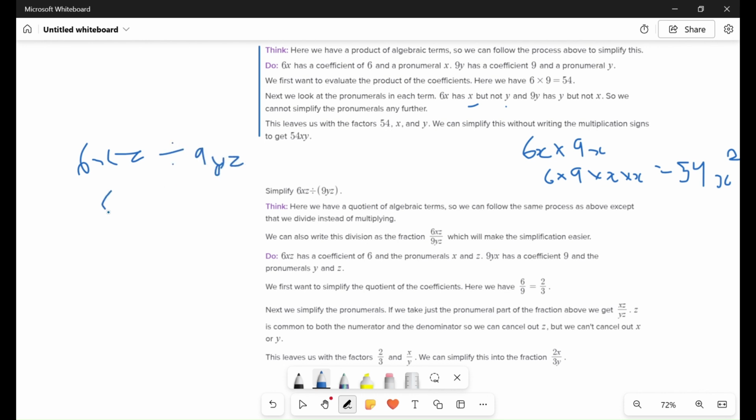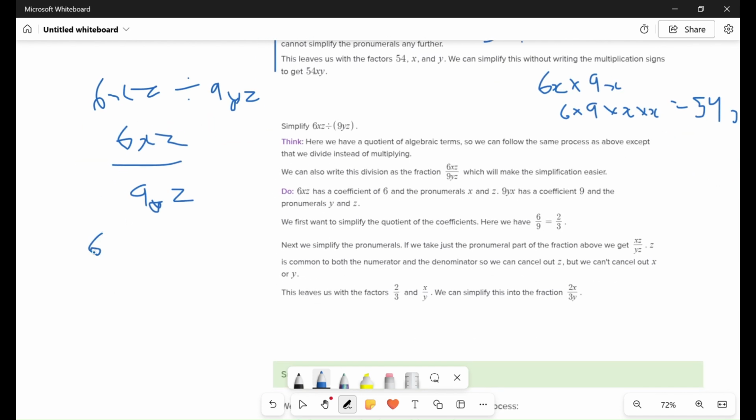Write it as a fraction like 6xz over 9yz. Okay, so 6xz has a coefficient of 6 and the variables x and z. 9yz has a coefficient of 9 and the variables y and z. Well, we need to simplify the quotient.